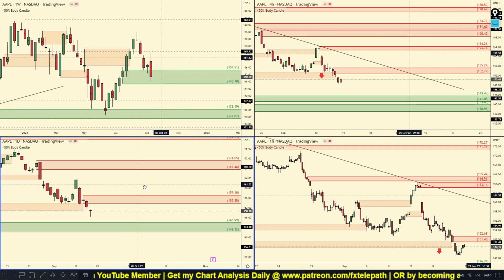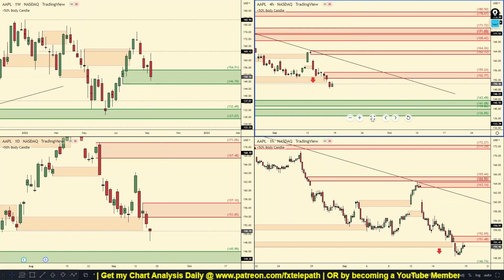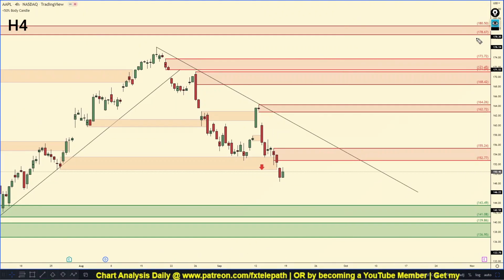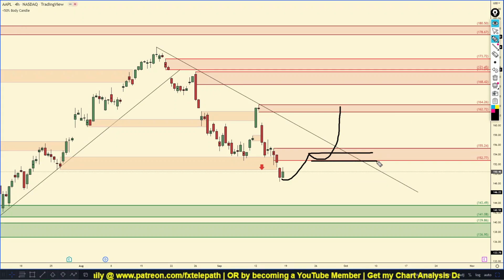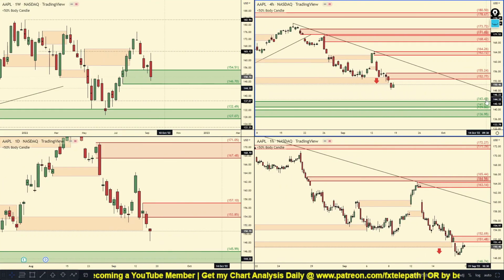And I don't really recommend getting in long right now, even though we are in weekly demand. The only time I would even consider getting in long is if you look at this 4-hour chart, if we can get something like this taking place where we have a demand zone that takes out the downward trend line and this supply zone, and that would be your confirmation long trade just like that. That is the only time I would ever consider getting in long on Apple right now.